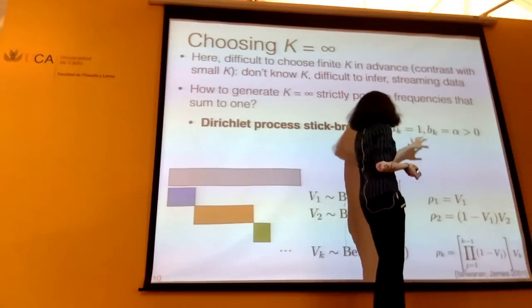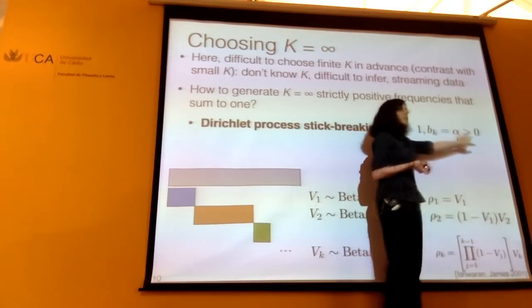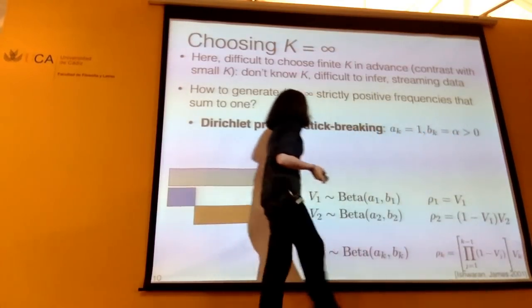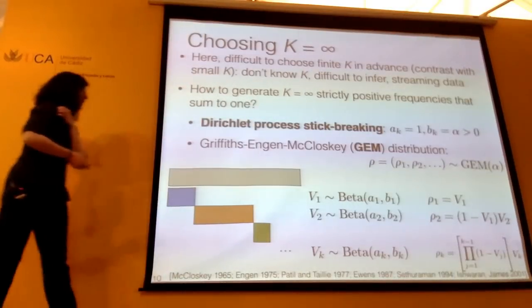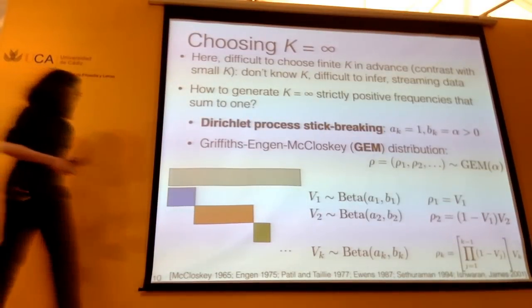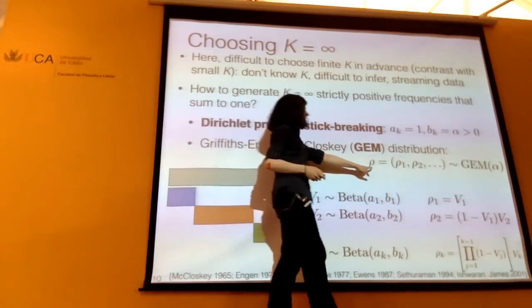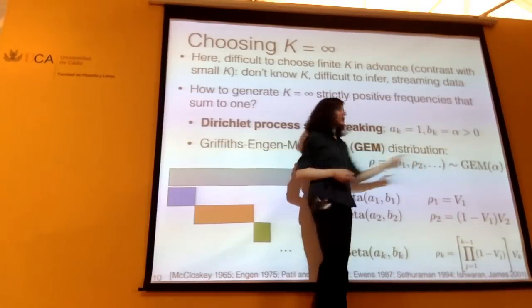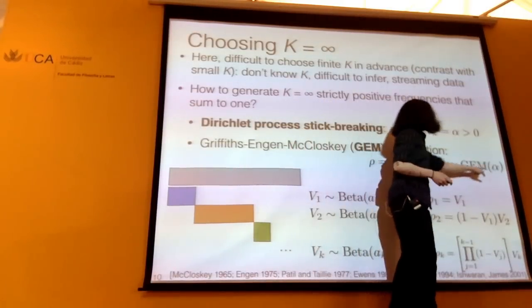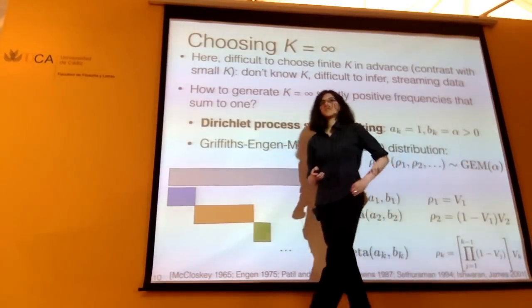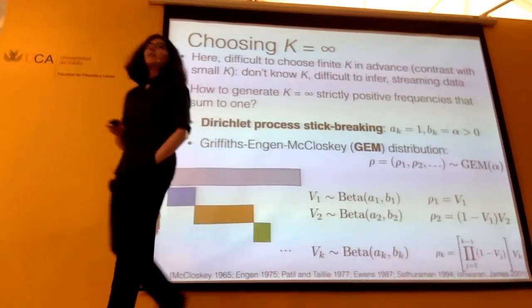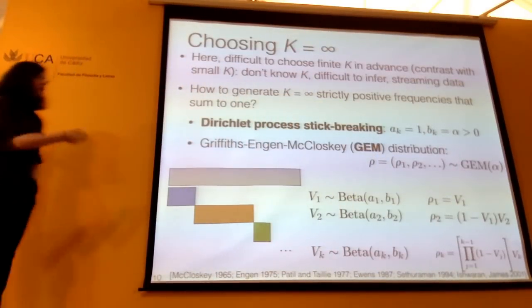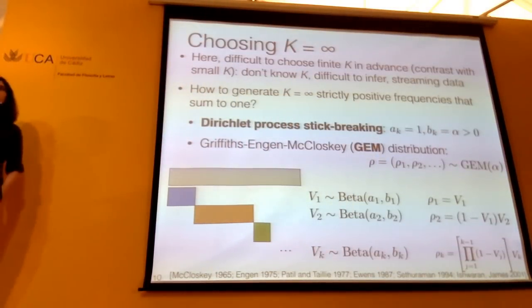So when I make this setting, when I say that all the A's are 1 and all the B's are alpha, I get what's known as Dirichlet process stick breaking. Alternatively, if I want to say that this infinite vector of rows, row 1, row 2, row 3, etc., has some distribution, we say that distribution is the GEM distribution with parameter alpha. And that alpha parameter is often called the concentration parameter of the Dirichlet distribution, of the Dirichlet process.